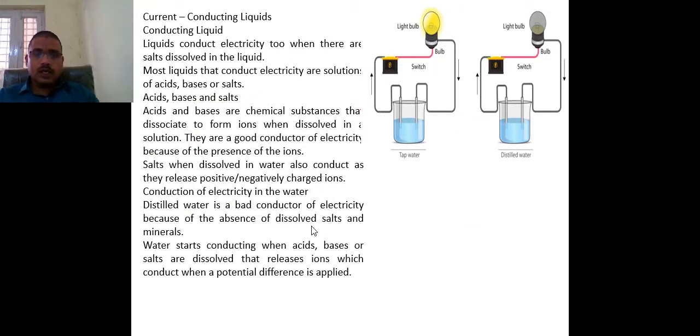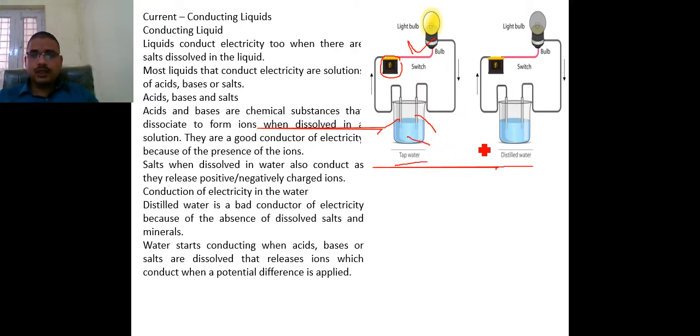Here there are again two situations. In the previous one we took the battery as a power supply, but here we are using two things: one is tap water, and the other is distilled water, and we will check whether these are conductors or insulators. Here there are two rods in the tap water, connected with wires with the help of a switch. When we observe, the current flows and the bulb glows. That means tap water conducts electricity.